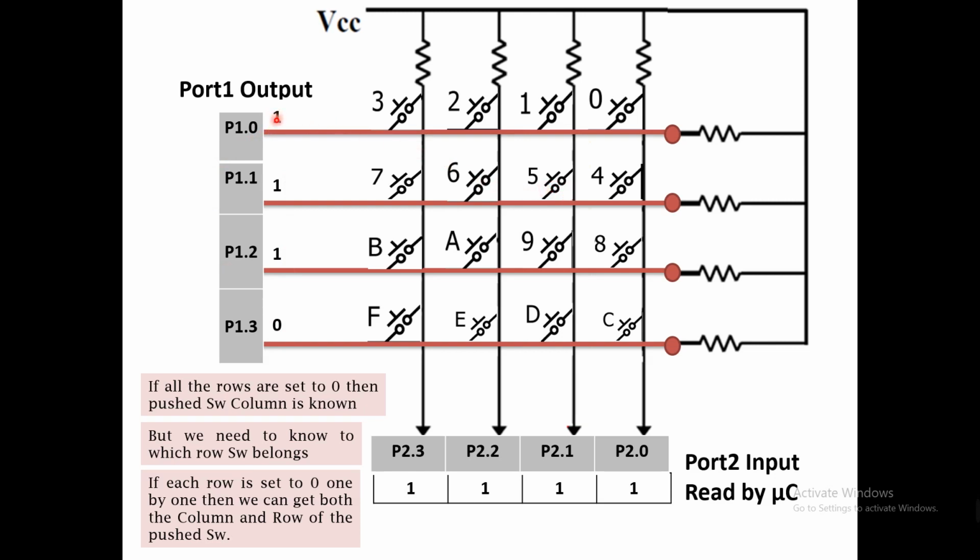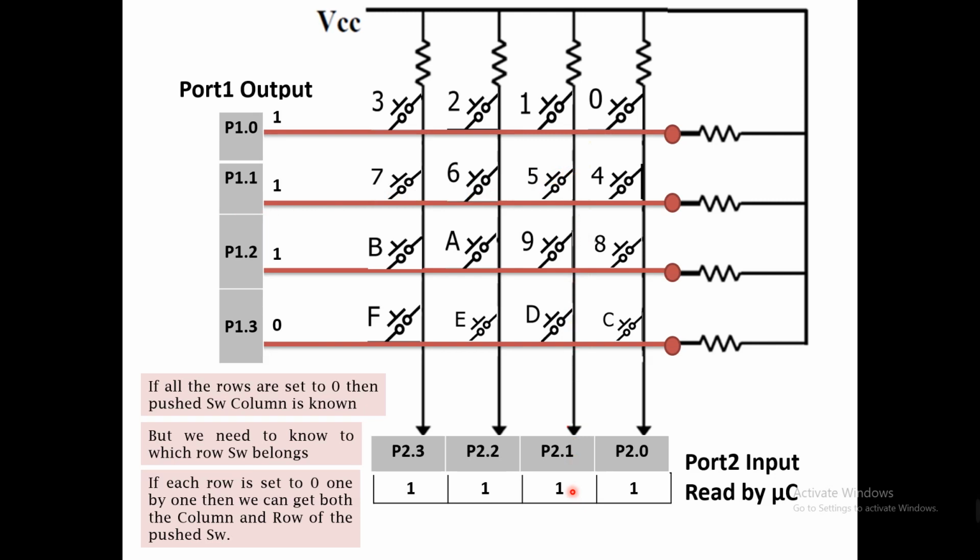The microcontroller makes this one 0 and this one is not pressed, so there will be 1. And if this one is pressed, then this will also be 1 because this one is not 0. When the next time the microcontroller makes this value 0, then we will know, okay, this value is 0 and switch 5 is pressed, so the 0 is from this switch directed to P2.1. Under such condition, we can identify which switch is pressed.